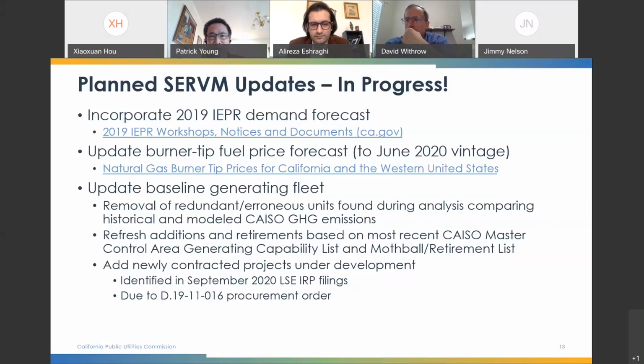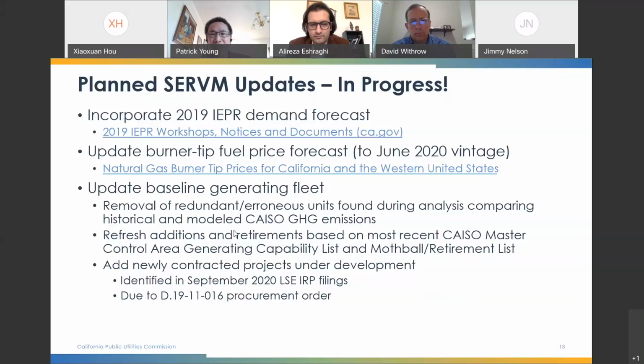And we are also doing some updates to the baseline generating fleet in SERVM. This includes the removal of a few redundant and erroneous units that were found during the other analysis that E3 will be presenting later in this webinar. That analysis comparing historical and modeled CAISO GHG emissions. One of the outcomes of that was identifying a few redundant and erroneous units in the baseline fleet.